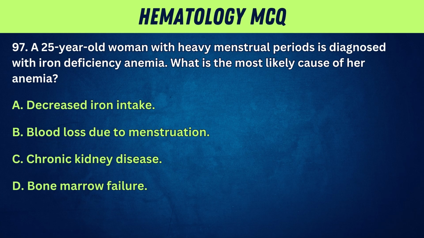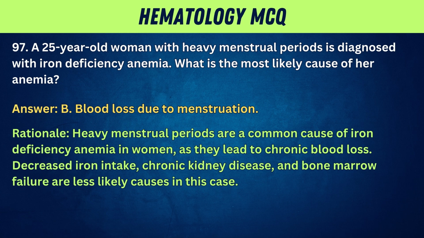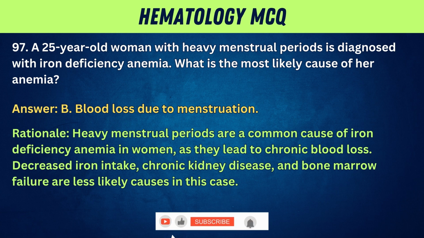97. A 25-year-old woman with heavy menstrual periods is diagnosed with iron deficiency anemia. What is the most likely cause of her anemia? A. Decreased iron intake. B. Blood loss due to menstruation. C. Chronic kidney disease. D. Bone marrow failure. Answer: B. Blood loss due to menstruation. Rationale: heavy menstrual periods are a common cause of iron deficiency anemia in women, as they lead to chronic blood loss. Decreased iron intake, chronic kidney disease, and bone marrow failure are less likely causes in this case.